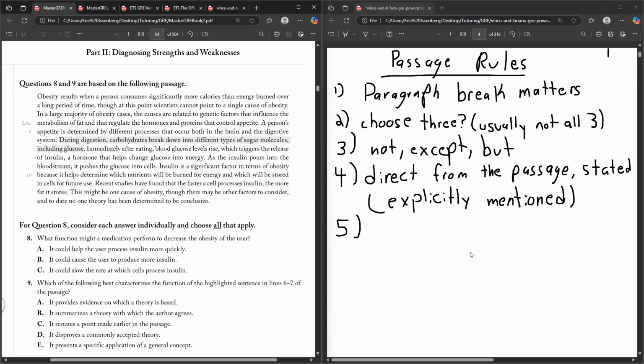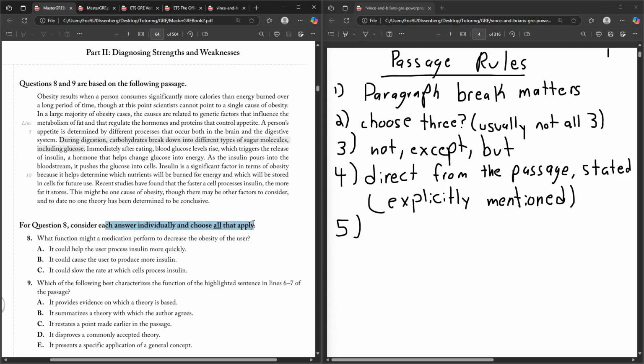It's not asking for you to pick out of multiple questions. It's not asking for an inverse. It's not asking for a not, except, or but. It's just, this is the most fundamental. Read the story, tell us which one of these statements is true. So what function might a medication perform to decrease the obesity of a user?